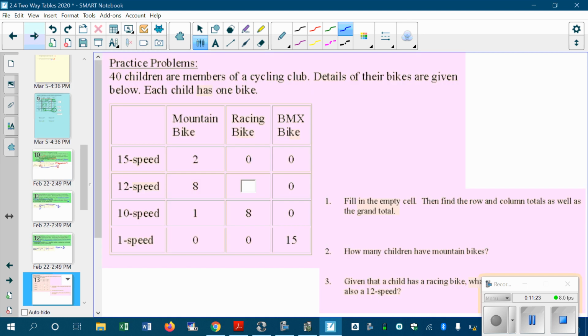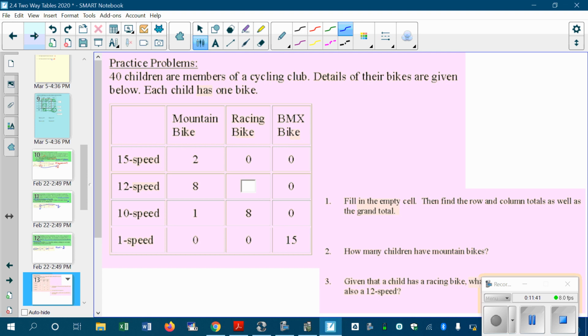Okay, there are some practice problems at the end. There's a practice problem about a cycling club, and then a practice problem about hockey, and a practice problem about cars. I would like you to pause and try to do all 3 of these and then come back and check your answers, okay?